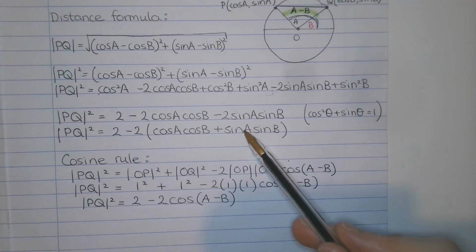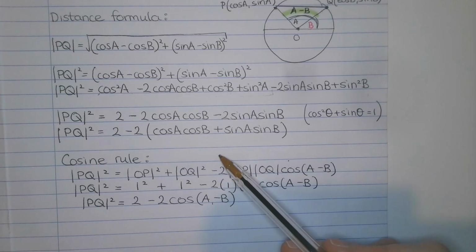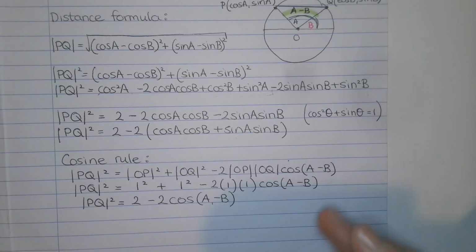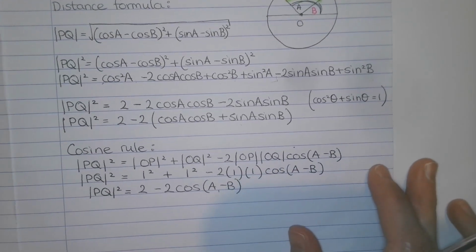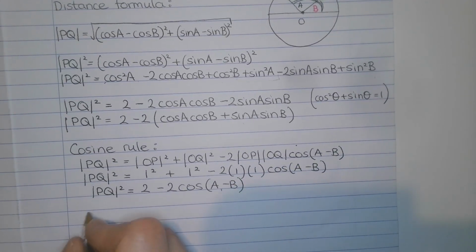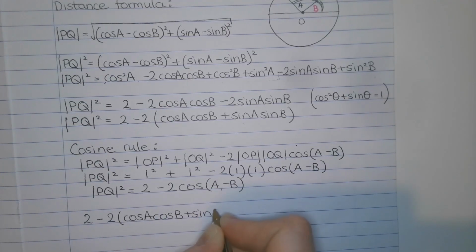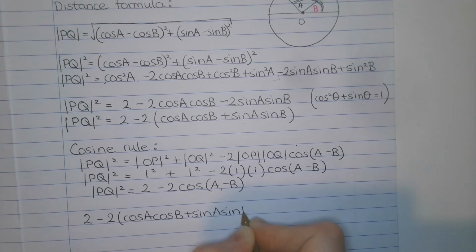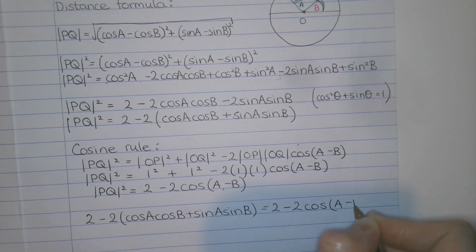So we now have two different ways of writing PQ squared. And if they are both equal to PQ squared, then we can put them equal to each other. So equating both of those, we can say that 2 minus 2 times the cos A cos B plus sine A sine B is equal to 2 minus 2 times the cos of A minus B.